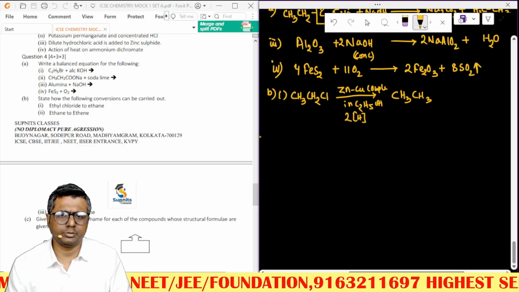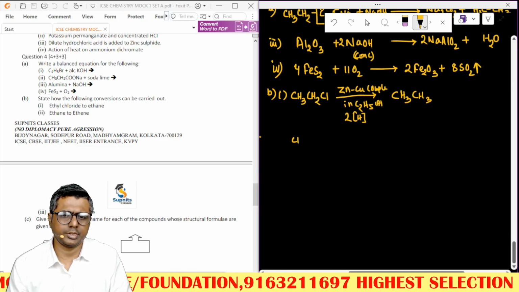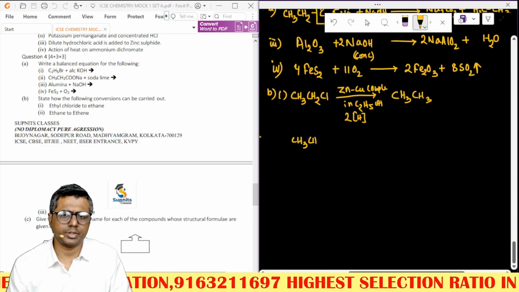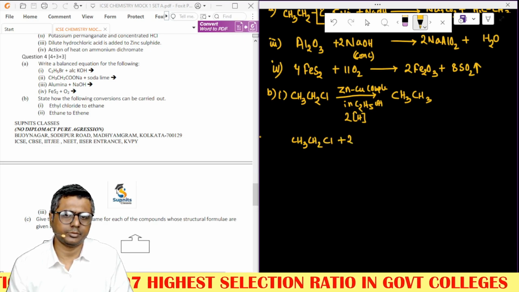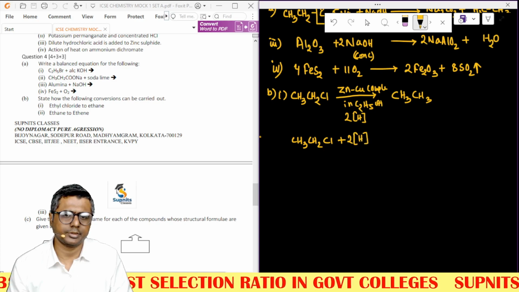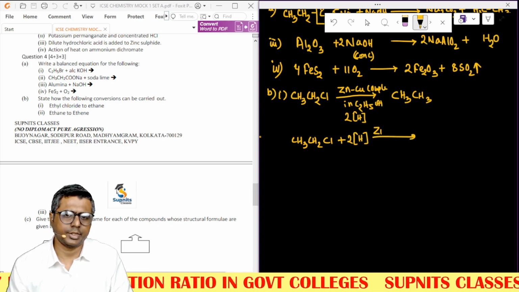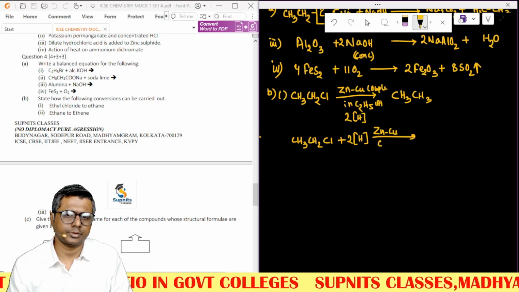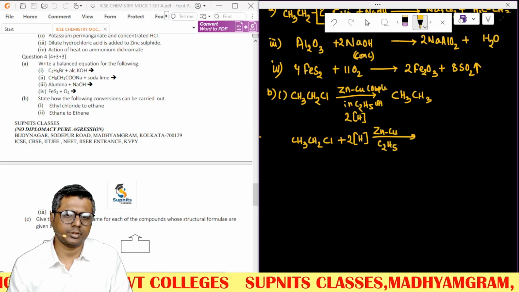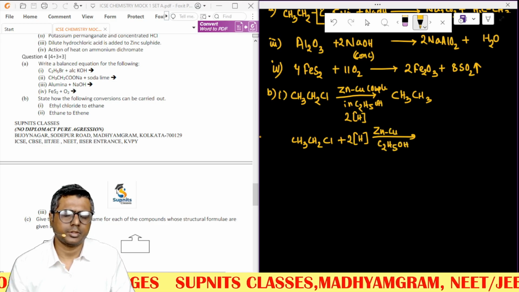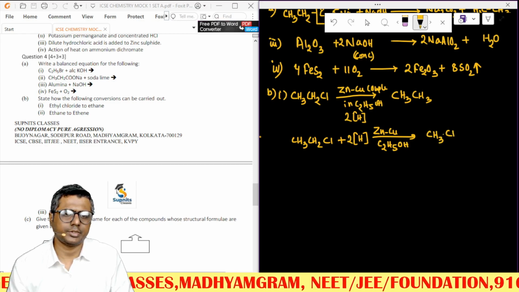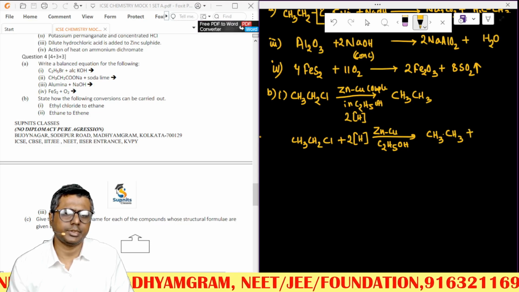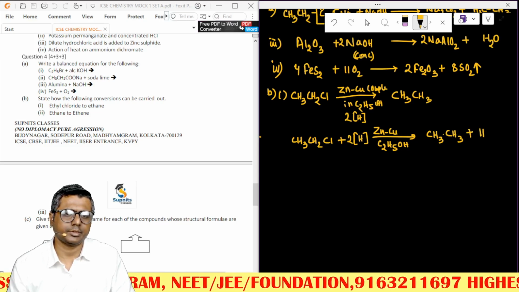I will suggest you to give the total reaction like this: CH3CH2Cl plus 2 hydrogen like this. There you write ZnCu ethanol. This will give you CH3CH3, that is ethane, plus HCl.